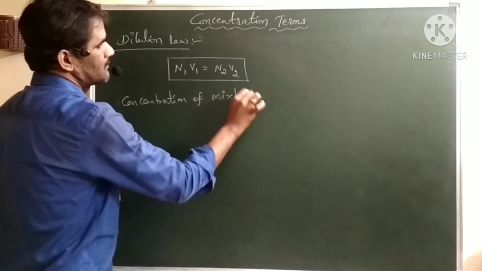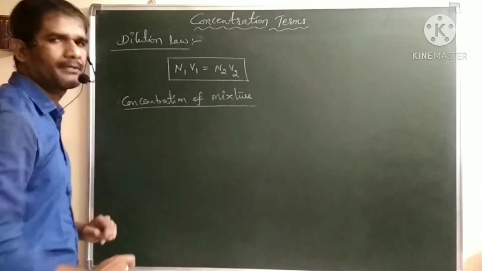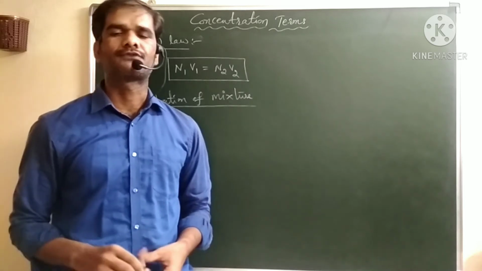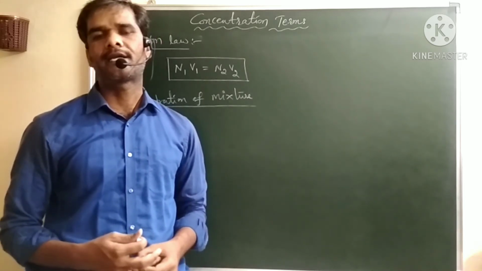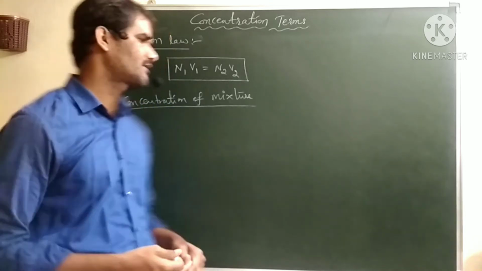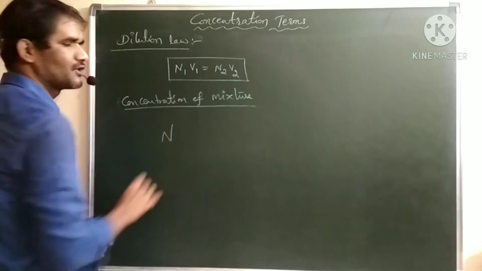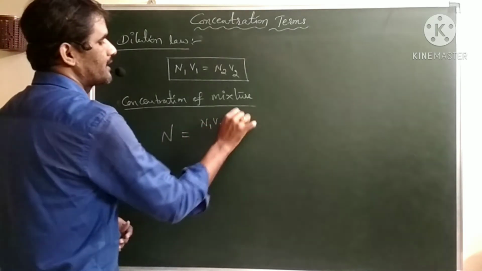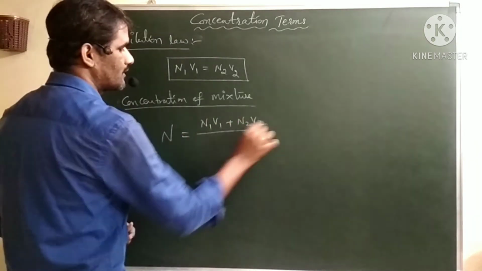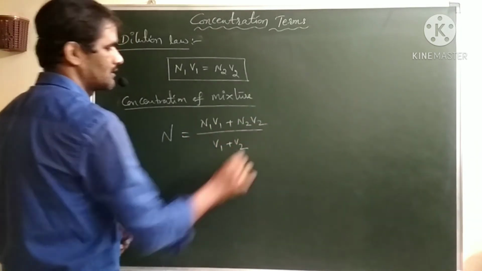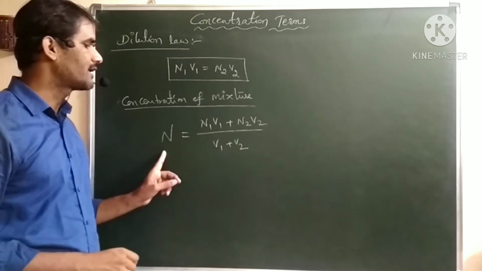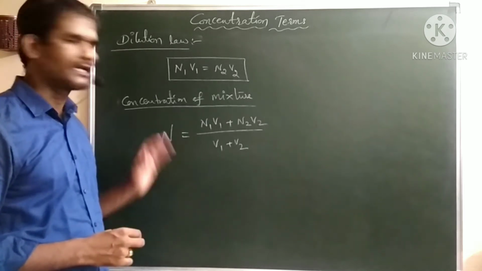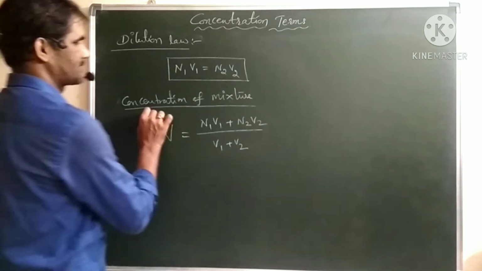Here concentration is nothing but normality. For a mixture, when you add similar solutions, what is the resultant normality of the resultant solution? For that we have the formula. The normality of the mixture or resultant solution is equal to N1V1 plus N2V2 by V1 plus V2. Again, this formula we have studied for molarity, where the resultant molarity is equal to M1V1 plus M2V2 by V1 plus V2. The same derivation we can apply here.